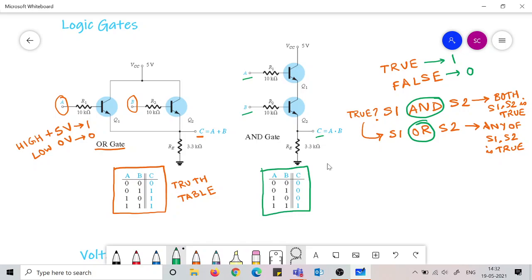This is also called a truth table. So this is the OR truth table, this is the AND truth table.